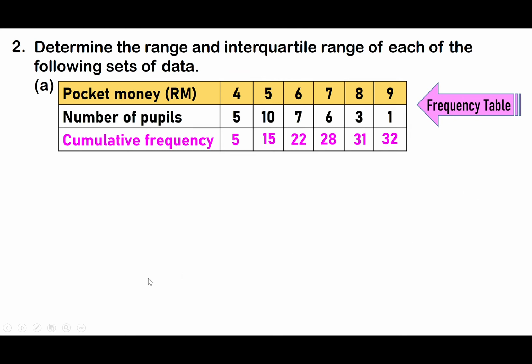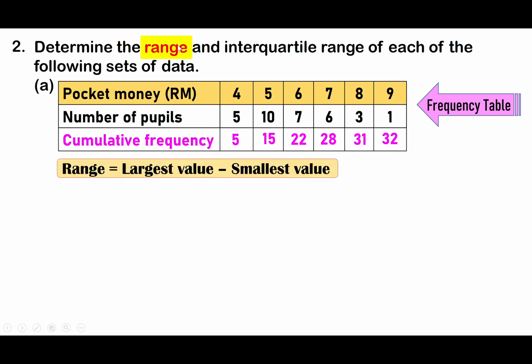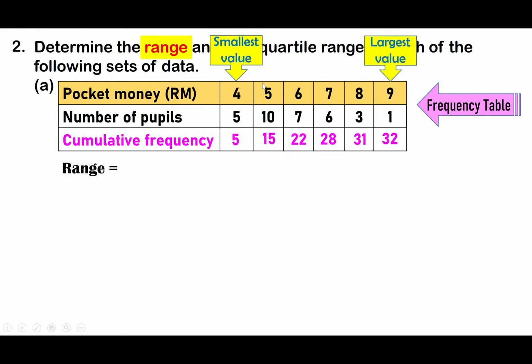Okay, now I want to find the range. How I get range? Using the largest value minus the smallest value. Remember, it's using the measure part, not the frequency. 我们不用 frequency, 不用人数, 而是看我们要找的 measurements. Okay, so its largest value is 9, smallest value is 4. So 9 minus 4, 大减小, 所以是等于5.